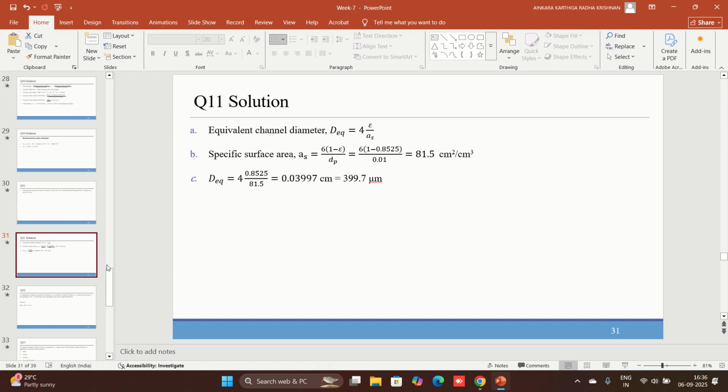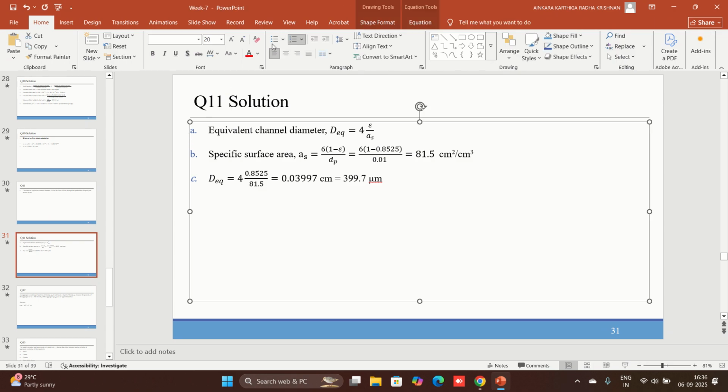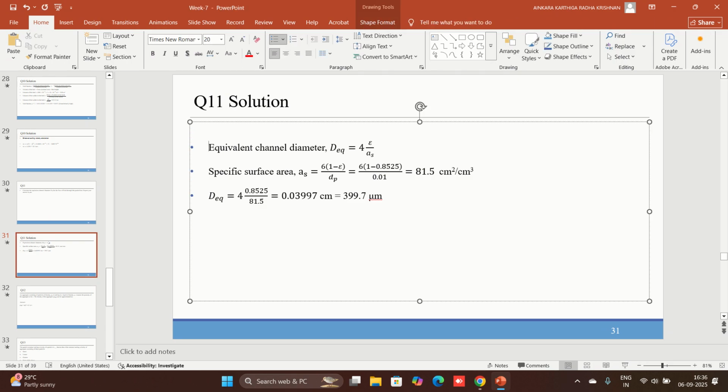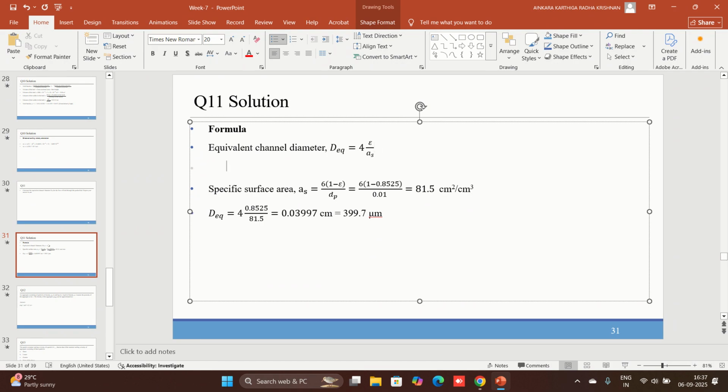So equivalent channel diameter is given by the formula: D equivalent is equal to 4 into epsilon by AS. Now what is unknown? AS, the specific surface area, is unknown, and it is equal to 6 into (1 minus epsilon) divided by dp. That is surface area divided by the volume of the particle. So dp again here it varies.